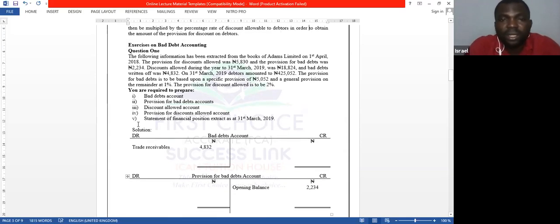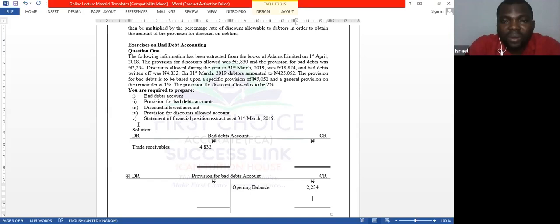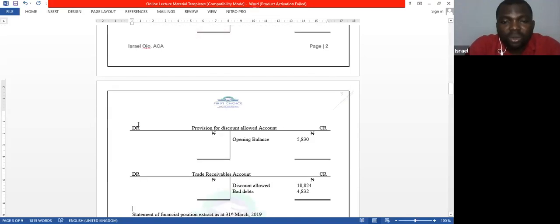Okay, so let's see. On 31st March 2019, the debtors amount to what? 425,052. So we come down here. So they give us the value of the debtor, which is what? Trade receivables. So we have our balance. So we have it here.